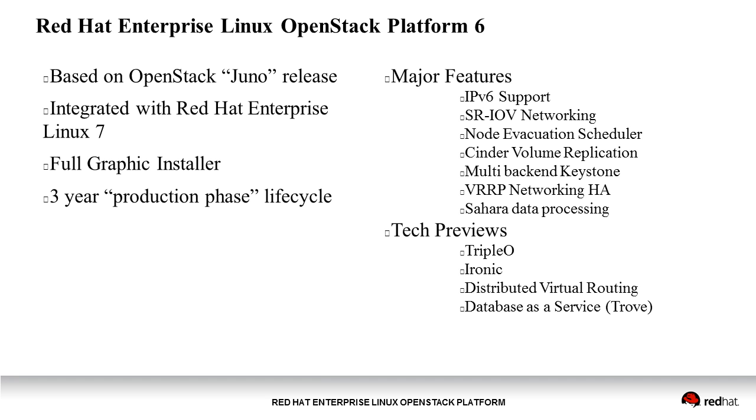Major features, of course, IPv6, SR-IOV, node evacuation, multiple backends for Keystone, because people love their Keystone backends. The Sahara data processing is, of course, your Hadoop integration. This allows you to do your Hadoop big data along with your OpenStack cloud.